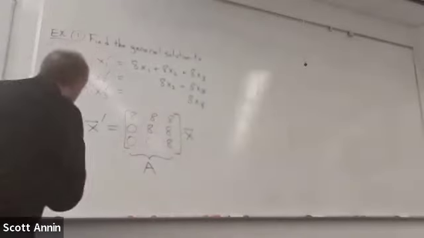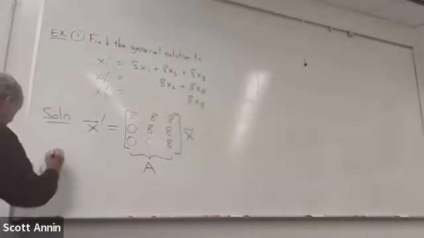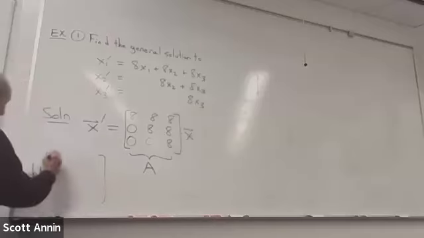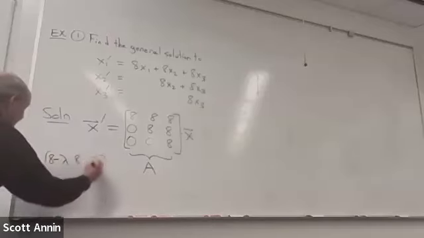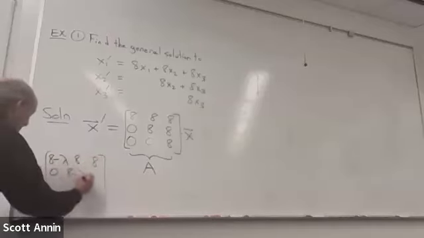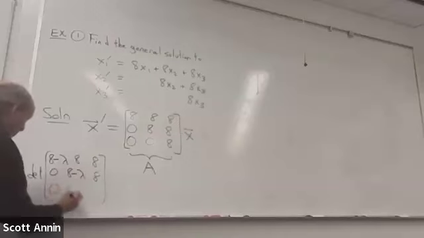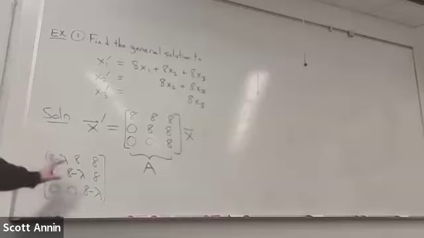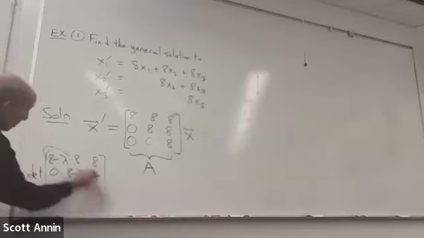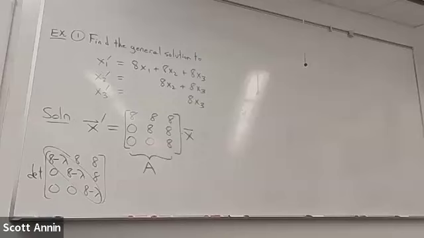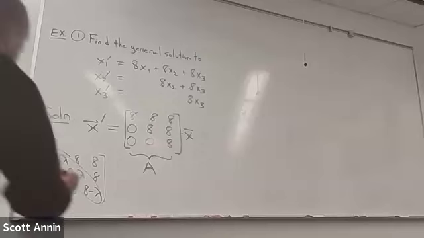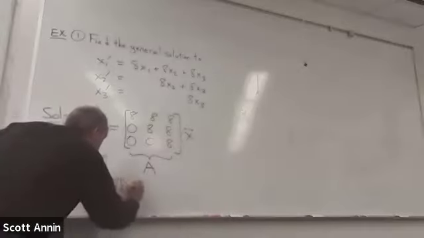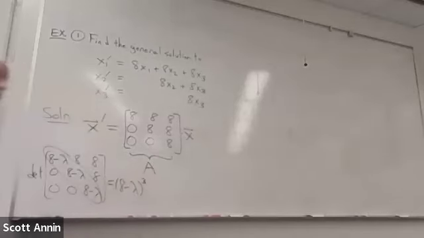We could just write out the determinant, right? We could do the determinant of 8 minus lambda, 8 and 8, and 0 and 8 minus lambda and 8, and 0 and 0 and 8 minus lambda. But we know that the determinant of a triangular matrix is just the product of the diagonal entries. So this would just actually be 8 minus lambda cubed at this point.